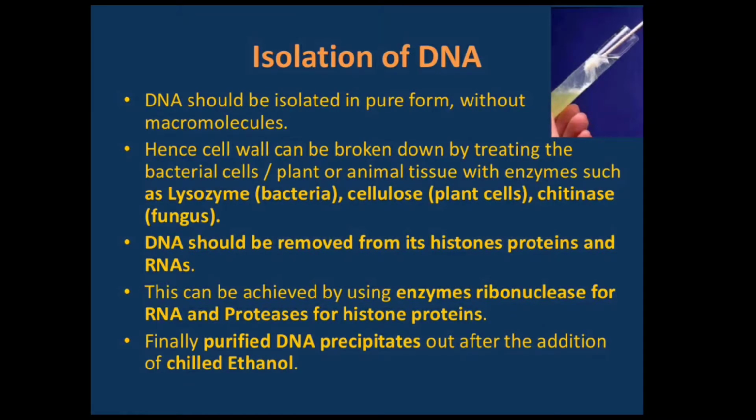This can be achieved by treating the bacterial, plant or animal cell with enzymes such as lysozyme for bacteria, cellulase for plant cells, and chitinase for the fungus. RNA can be removed by treating with ribonuclease. Proteins can be removed by treating with protease enzymes. Other molecules are removed by suitable treatments, and purified DNA precipitates out after addition of chilled ethanol.